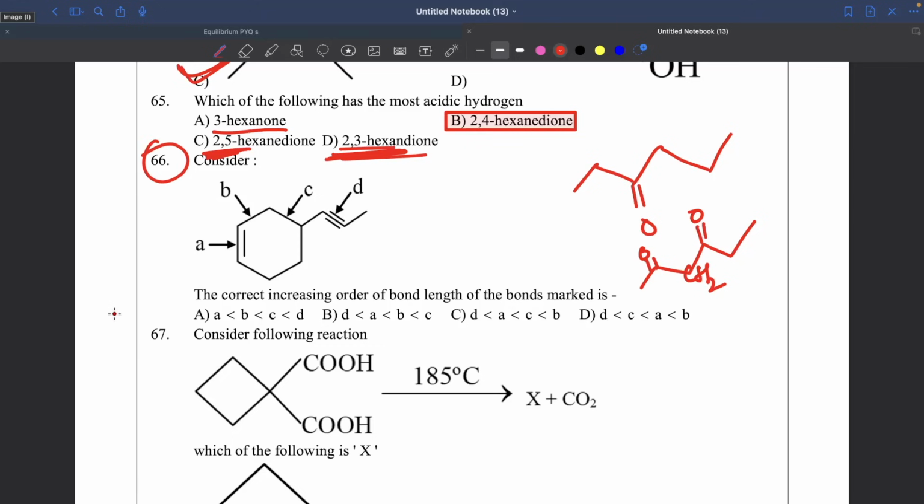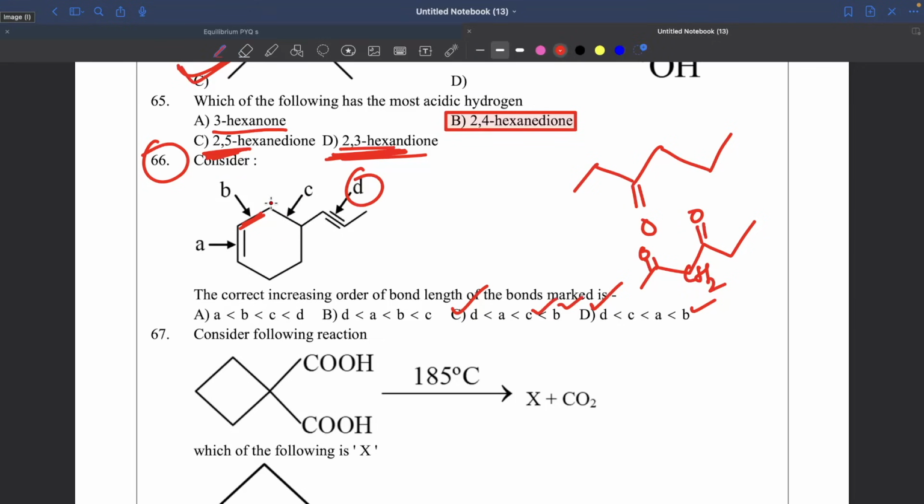Okay. Next question 66. The correct increasing order of bond lengths of the following marked as A, B, C, D. Okay. So the shortest one should be D, because triple bond is the smallest. So it could be C or it could be D. The longest one should be B. So longest one B. So B followed by C should be there, because these both are single bonds. But both are single bonds, but I would say B should be followed by C. Why? Because yeah, you can assume that.